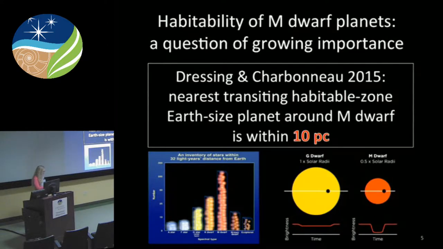Now, with Kepler, we've also learned that Earth-sized planets are fairly common around M-dwarfs, which means that if we're looking for an analog to Earth around other stars, we want to find one relatively nearby, we should probably be looking around M-dwarfs.